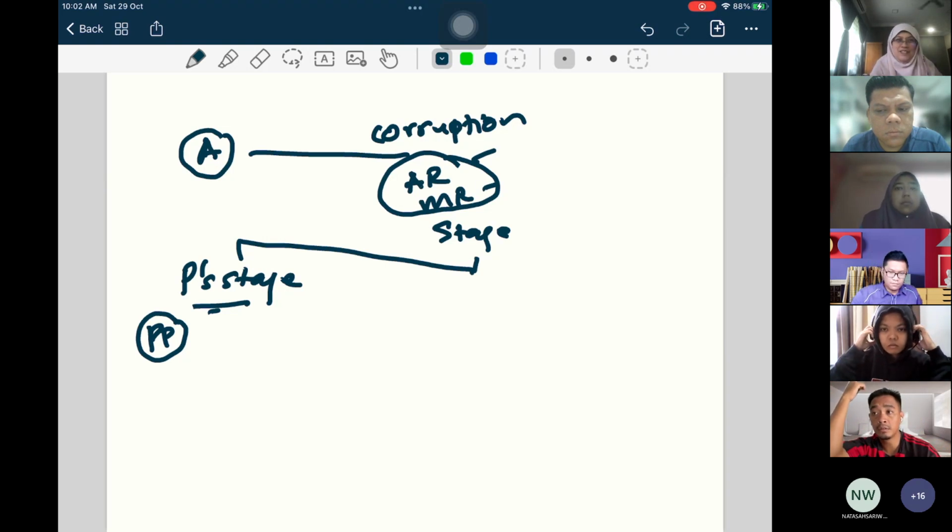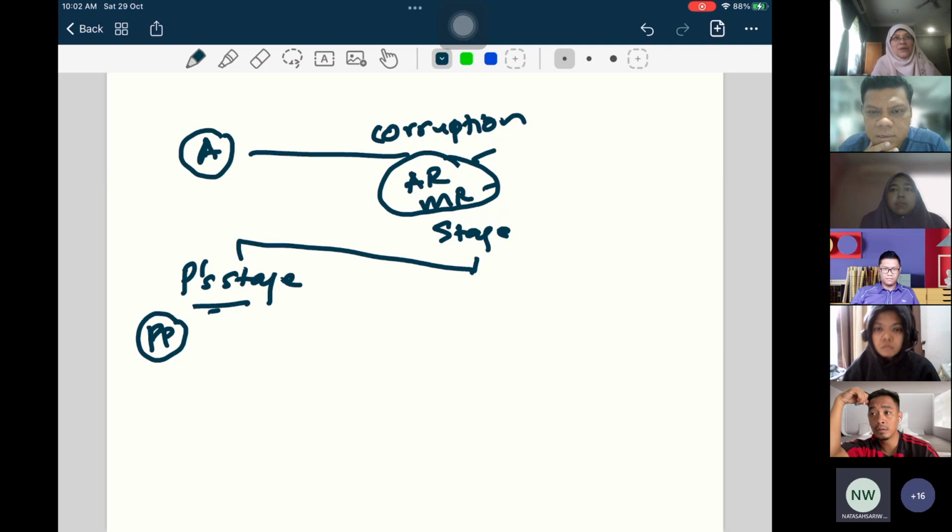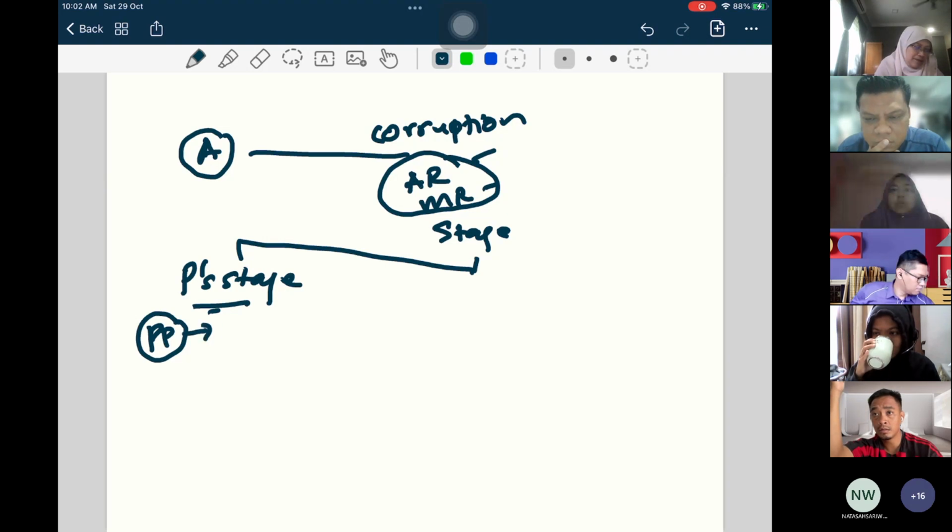Apa yang berlaku dekat prosecution stage? Korang takkanlah tak tahu. Okay? Evidence lah to support actus reus mens rea and then to prove prima facie tu. Okay. So maksudnya banyak sangat tu. Okay, satu-satu. Apa yang prosecutor buat? Prosecutor bawa evidence. Betul tak?